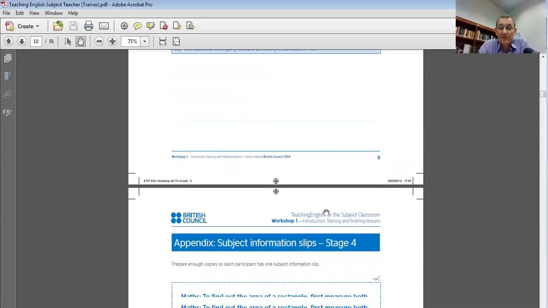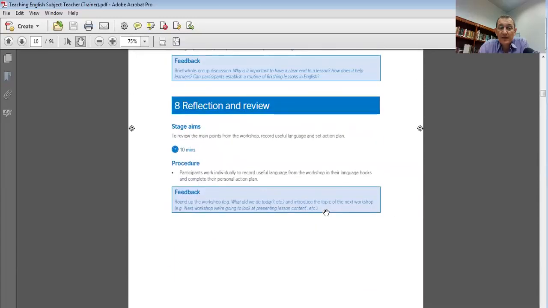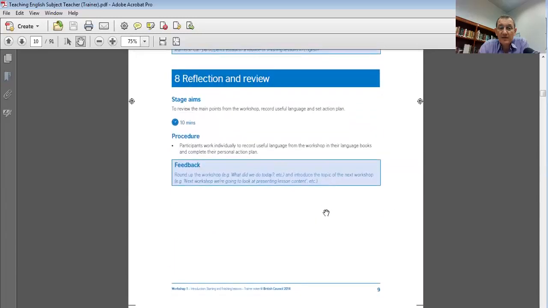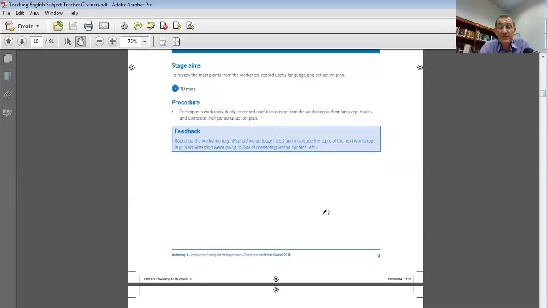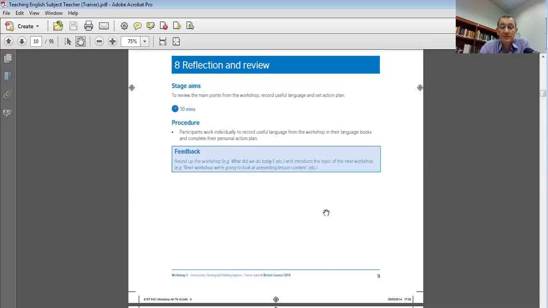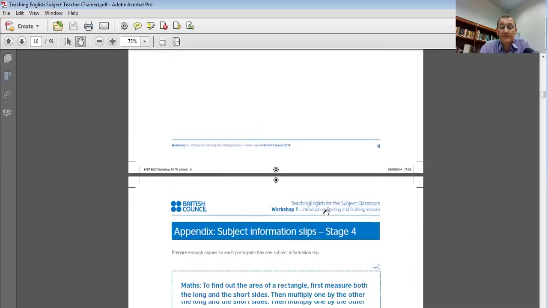And finally, the reflection and review. Now, this is where you want participants to sit quietly, work quietly, individually, recording useful language in their notebooks, and completing their personal action plan. You might want to finish this session by asking, so what did we do today? And tell them what they're going to do in the next workshop, and that will be about presenting lesson content.